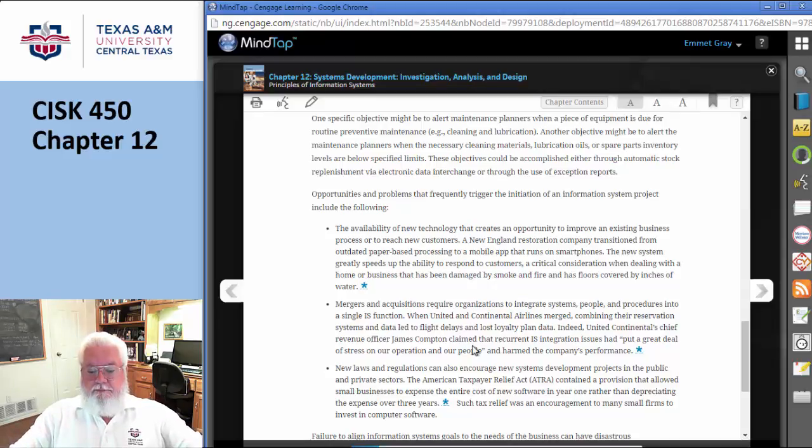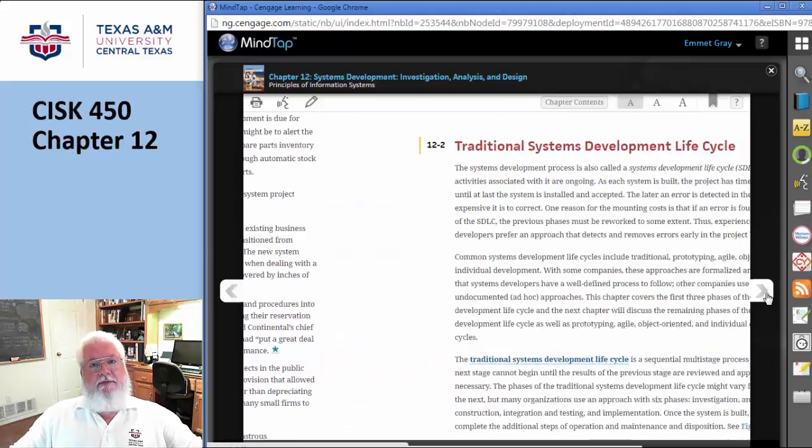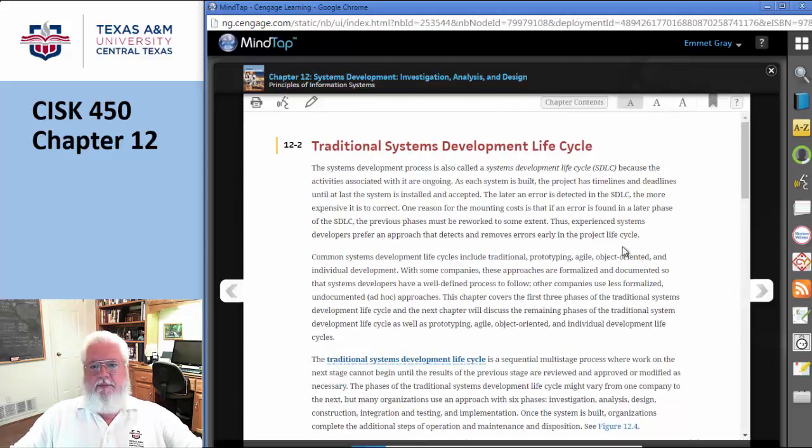Okay. Now we can continue on. So there is this thing called a system or software development lifecycle. I typically say software development lifecycle, but sometimes I say system. So an SDLC, the system development lifecycle.